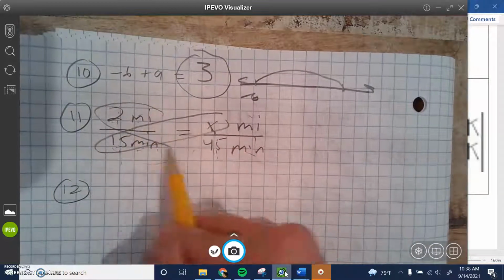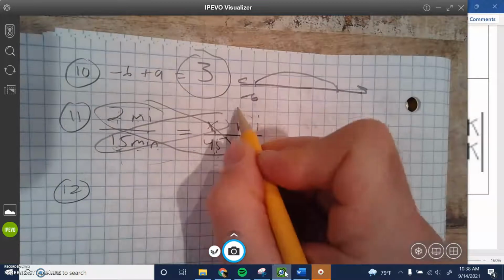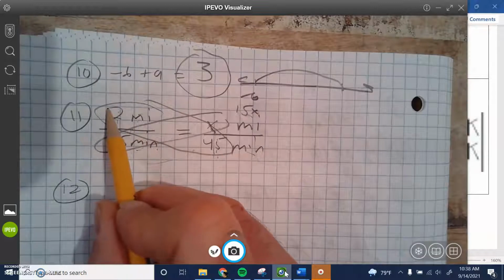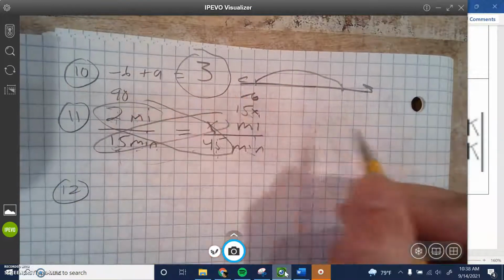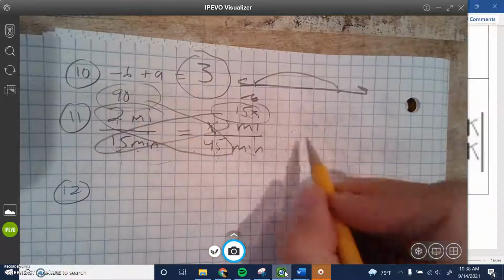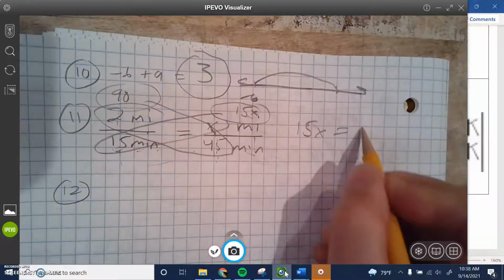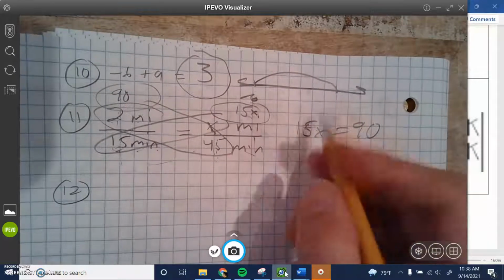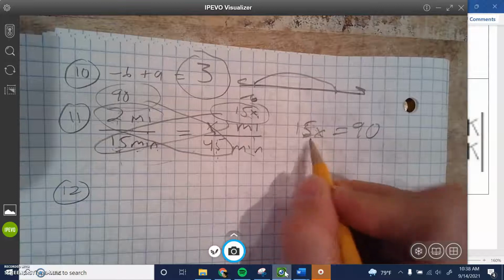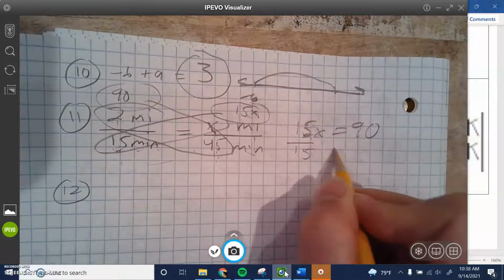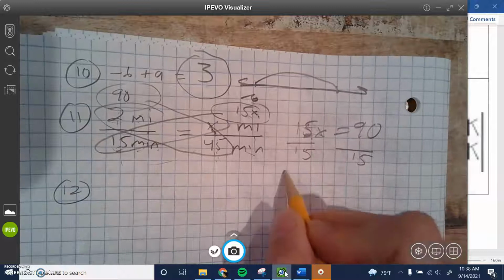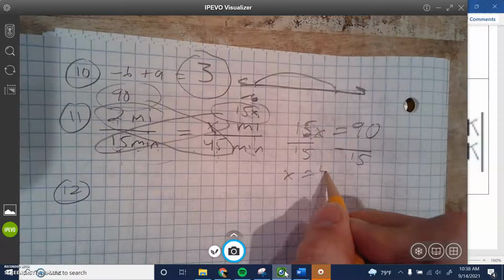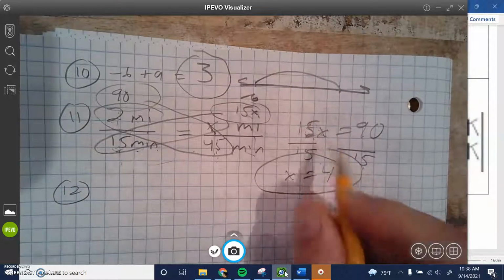The cross products have to be equal, right? 15 times X is 15X. 45 times 2 is 90. There we go. So these two have to be the same. 15X has to equal 90. So whatever this is has to make this side equal 90. Okay, so the opposite of multiplication here is division. And 90 divided by 15, you can use a calculator for that on your phone, is 4. There we go, so X is 4.